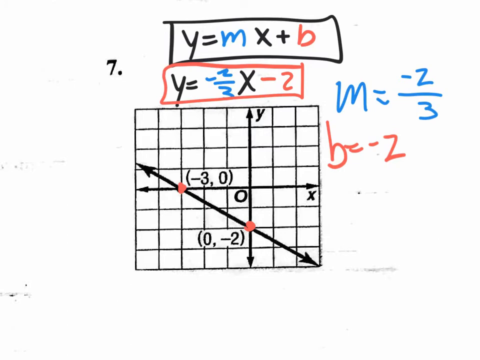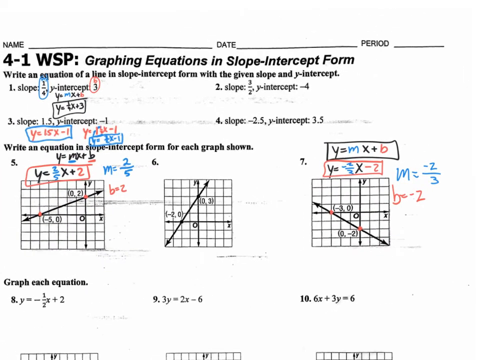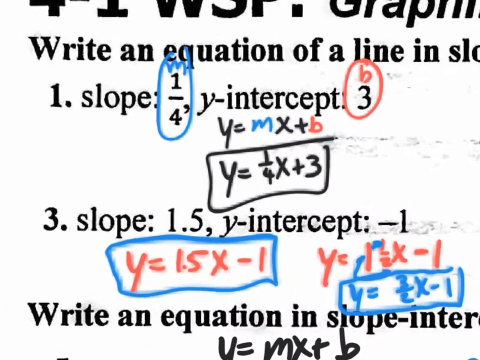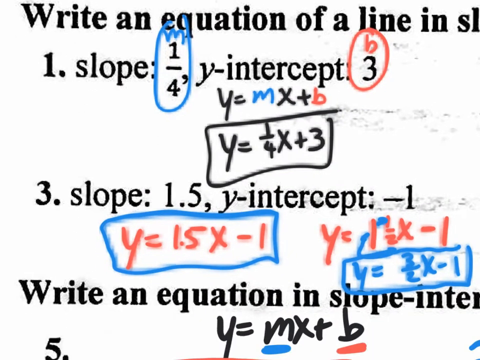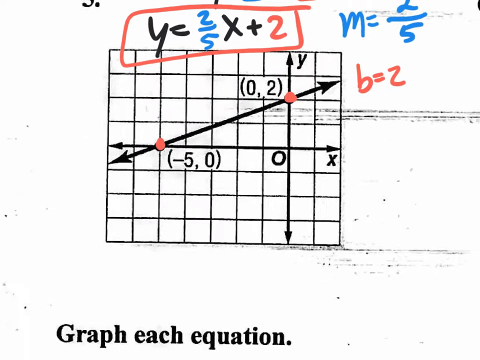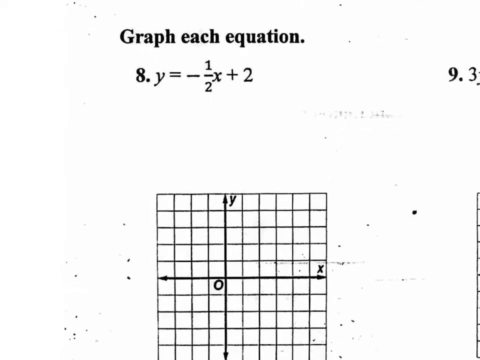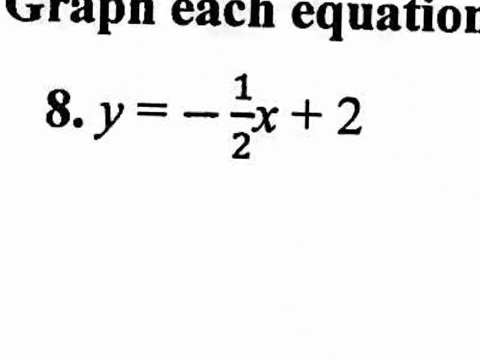So as you could see, these questions are the same as the first part. The only difference is up here, I give you your m and your b, and down here, you actually have to count how much you actually rise and run, and that'll be your m, and you have to look on your y-axis to identify what your b value is. Now this last part is really easy. It's just graphing. It's in slope-intercept form.